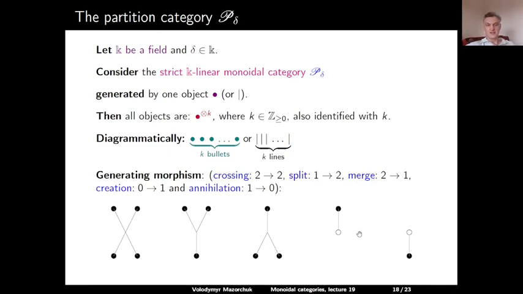We have a creation morphism from 0 bullets to 1 bullet, which we draw in this way. The unfilled bullet, this circle, just tells us that it starts from nowhere, it creates. And we have the annihilation morphism from 1 bullet to the identity object, which starts from the bullet, and then this unfilled circle means that it annihilates there. We have these 5 generators for the morphisms in our category.